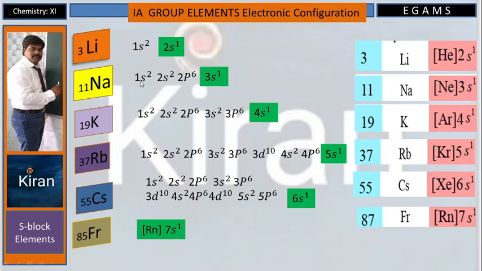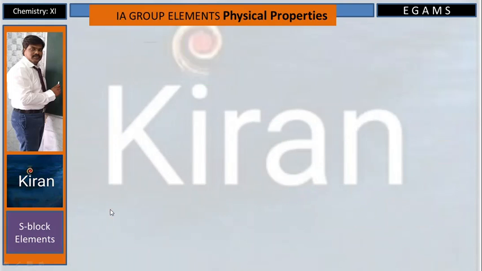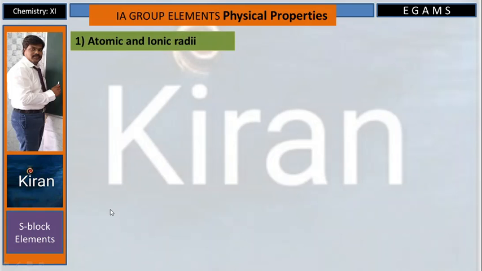So all the elements in these alkali metals end with s1. That is the reason the general electronic configuration of alkali metals is ns1, like 2s1, 3s1, 4s1, where n is equal to 2, 3, 4, 5, 6, 7. This is about electronic configuration. Second one, physical properties. Third one, chemical properties. Fourth one, uses. Simply, we can close it.